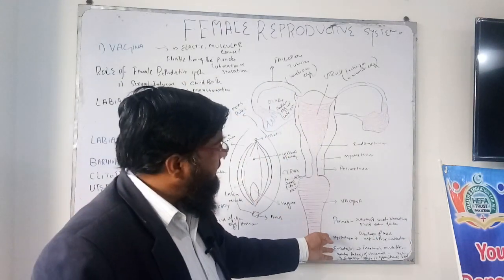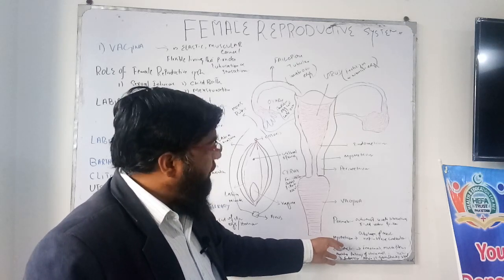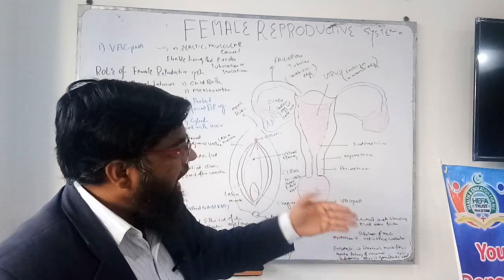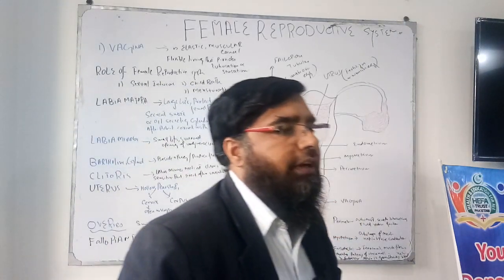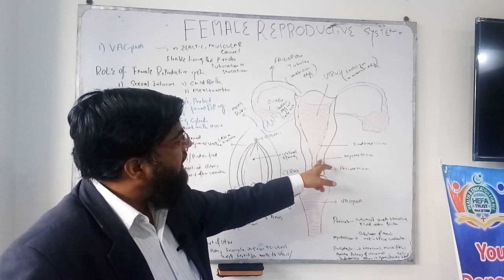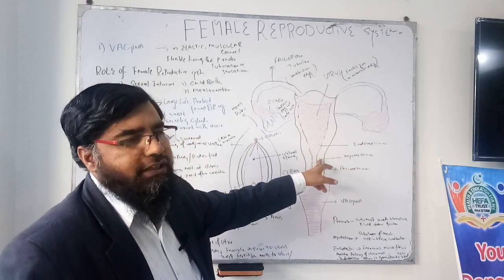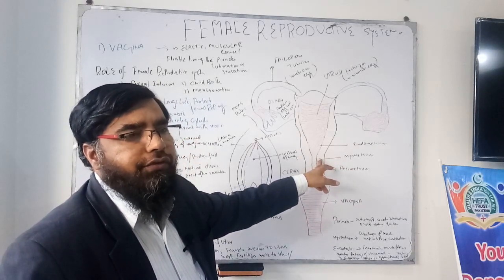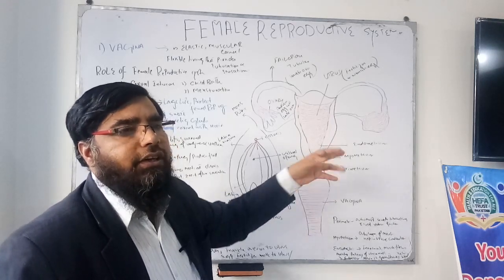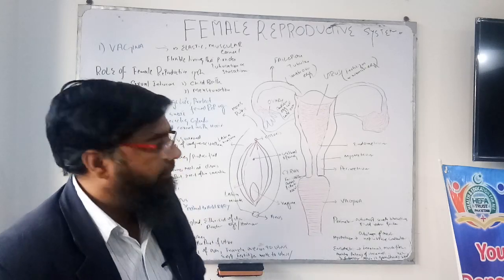The second layer is called myometrium. Myometrium helps in uterine contraction. The second layer is called myometrium. It is near the uterus, so it helps in the contraction of the uterus.